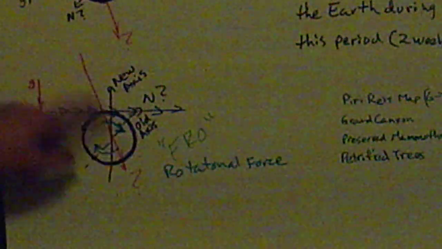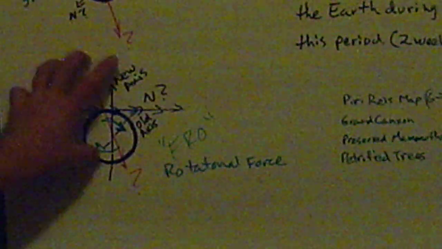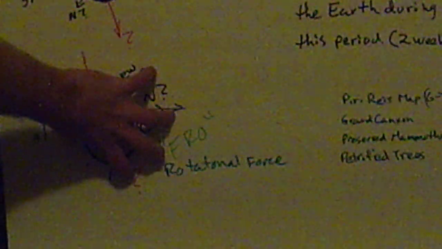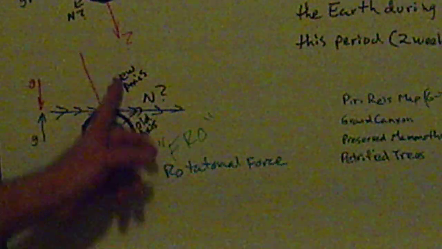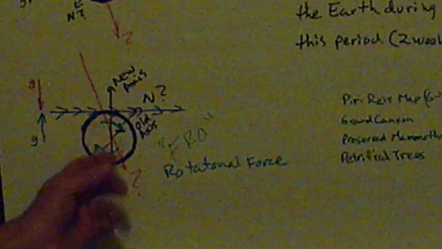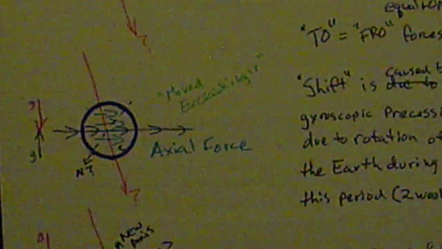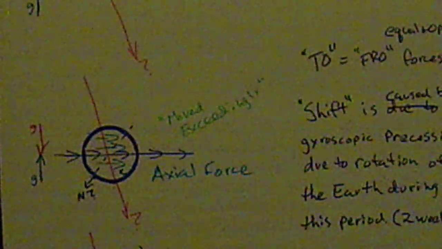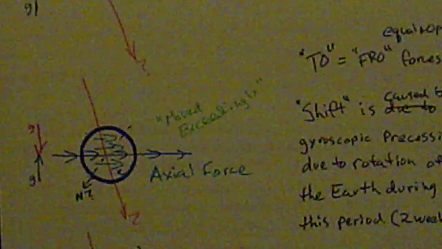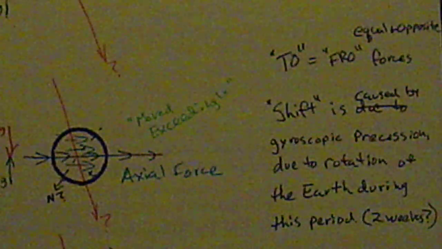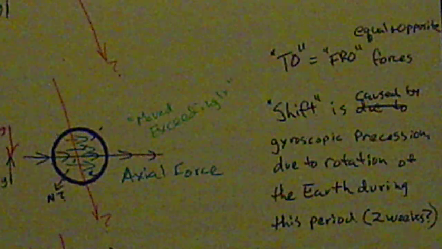Okay? So when we get done, even though the force spinning us this way is the same as the force spinning us that way, the axis, the old axis, isn't the same as the new axis once we get through here and settle down because of gyroscopic precession. So over here on the right, they're equal and opposite in force. The shift is caused by gyroscopic precession due to the rotation of the Earth during this period.